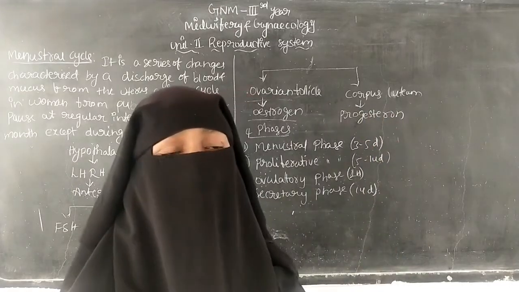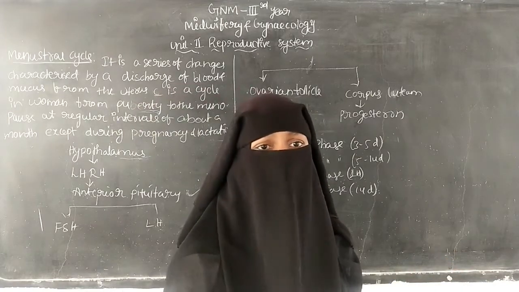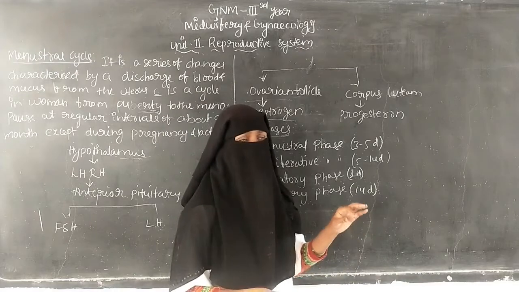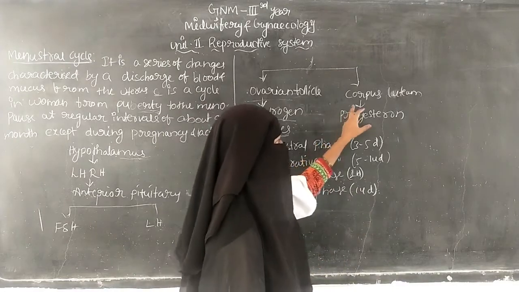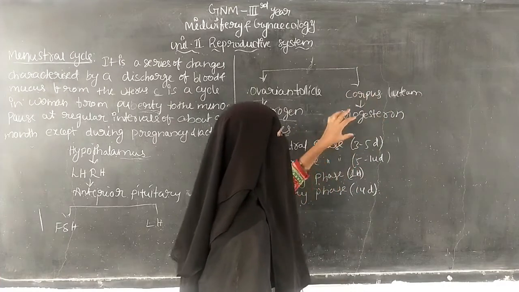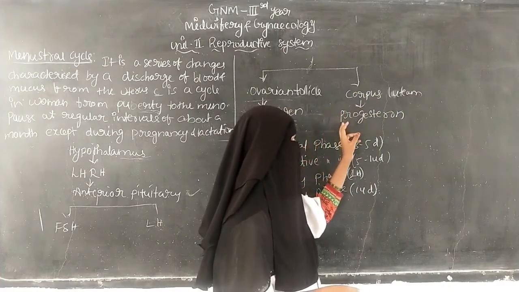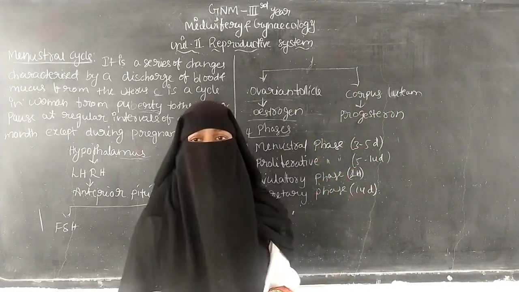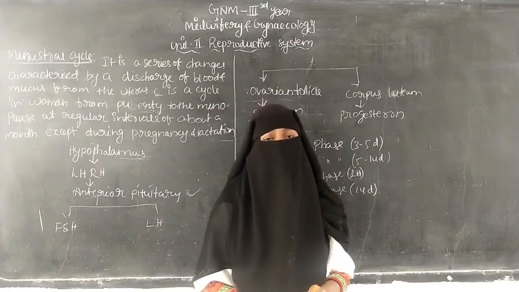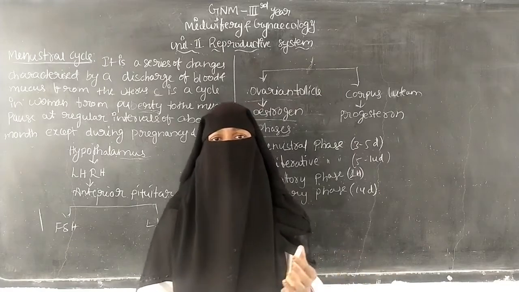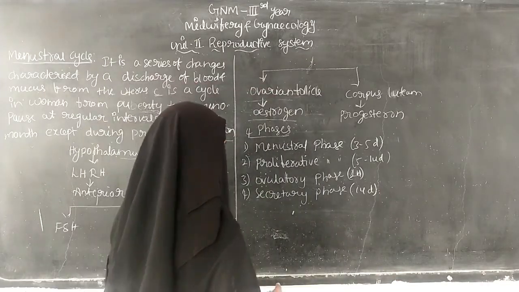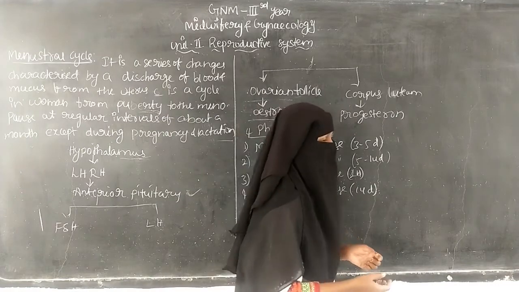So the corpus luteum becomes the yellow body, and the ovum or egg matures and is released by the ovaries during ovulation. So it is called the corpus luteum, and it produces progesterone. So the progesterone helps in preparing the thickening of the wall of the endometrium during pregnancy. So it is the menstrual cycle.